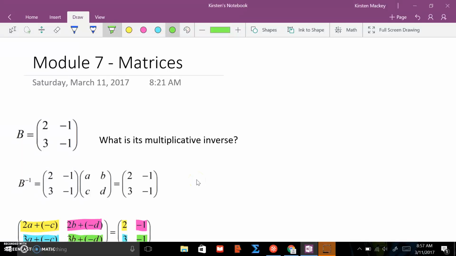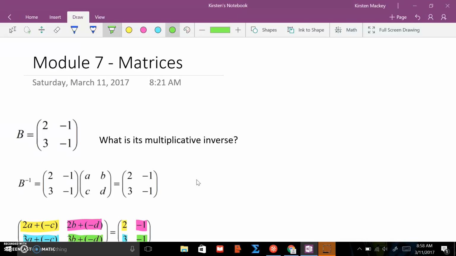This is my Module 7 video on matrices. I decided to choose the problem where you had to find the multiplicative inverse of a matrix, and then I want to show that it actually does work. So we were given matrix B, which is a 2 by 2 matrix. So we have 2, -1, 3, -1. We want to find its multiplicative inverse.